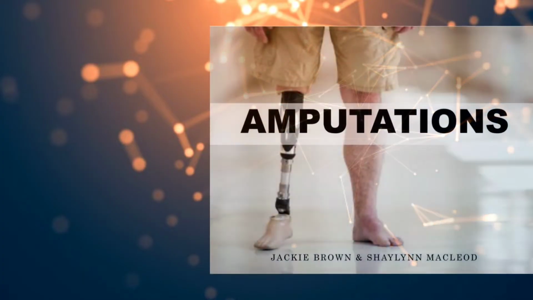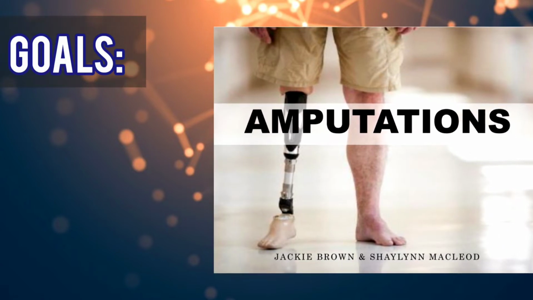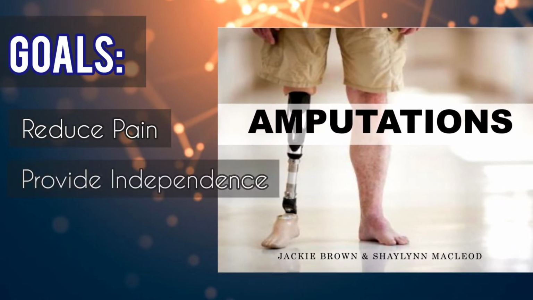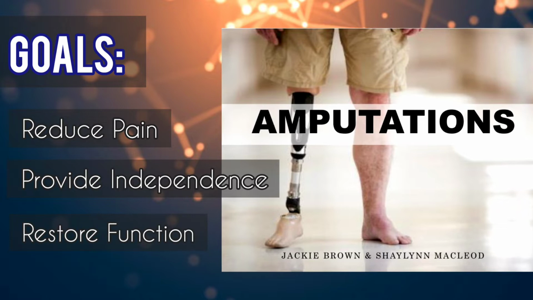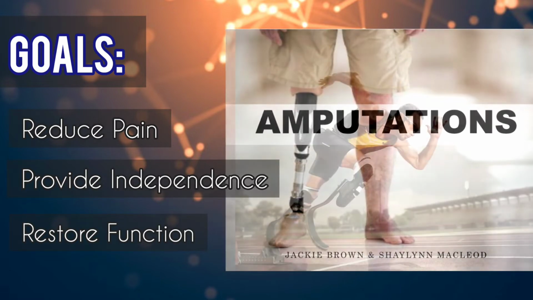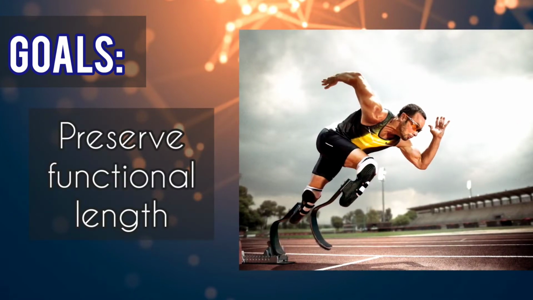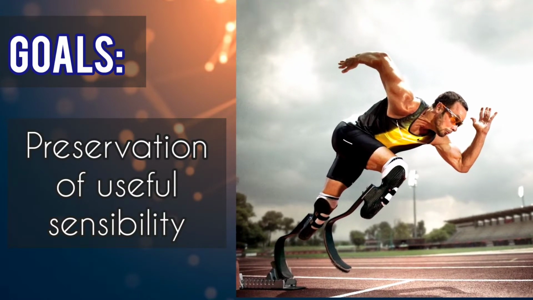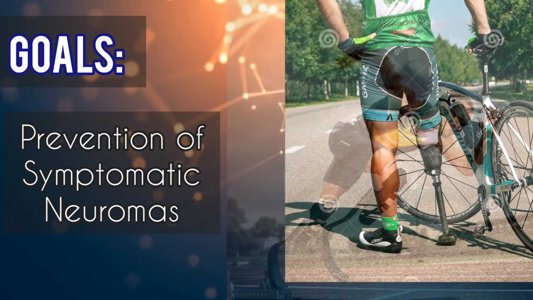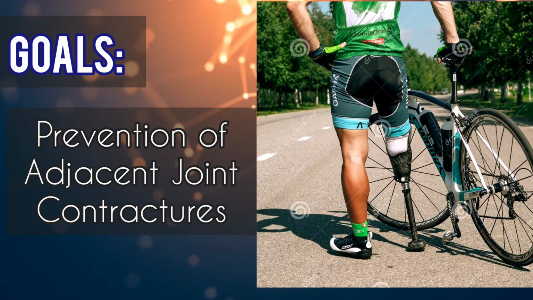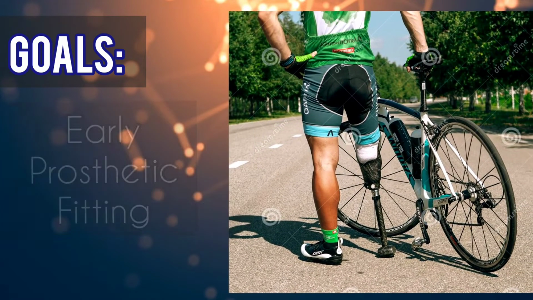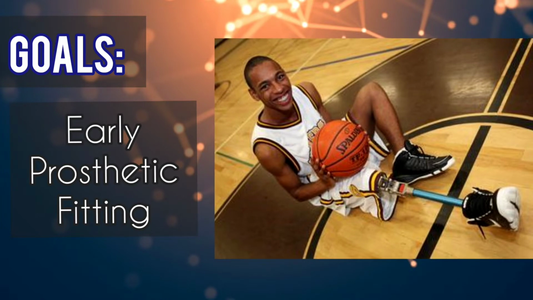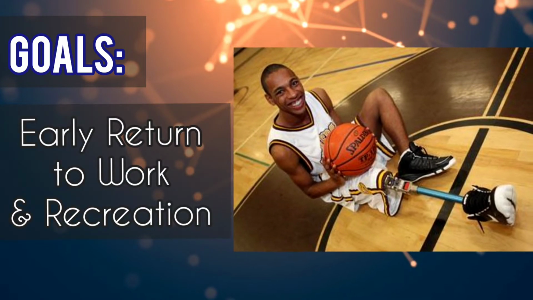Amputations are done urgently and electively to reduce pain, provide independence, and restore functions. It is done in order to preserve functional length, preservation of useful sensibility, prevention of symptomatic neuromas, prevention of adjacent joint contractures, early prosthetic fitting, and early return of patient to work and recreation.